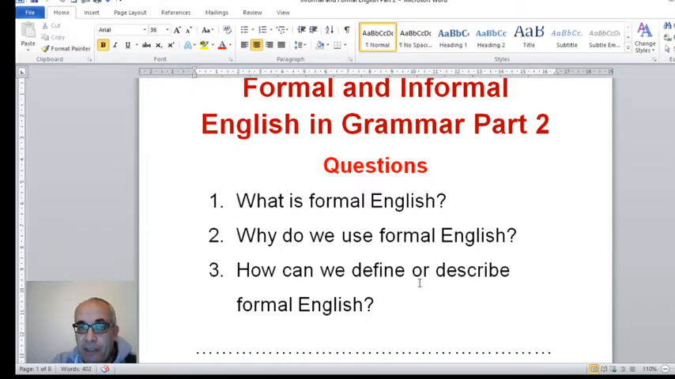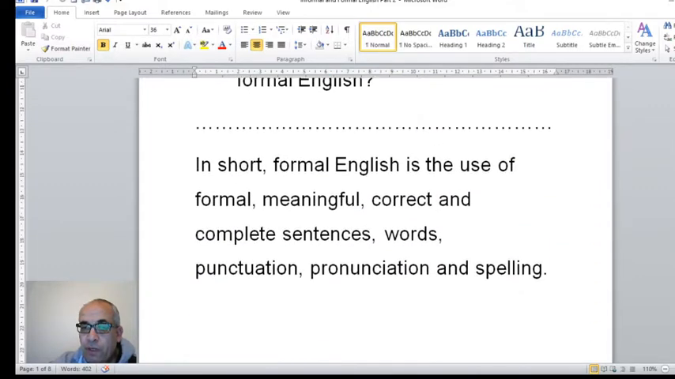I explained a little bit about formal and informal English in part 1, and now I'm going to give you more explanation in part 2. So let's look at the first question. Now this is a very short explanation of formal English. Formal English is the use of formal, meaningful, correct, and complete sentences, words, punctuation, pronunciation, and spelling.